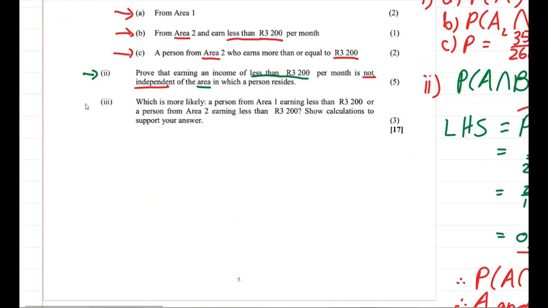Now last question for you. Which is more likely? A person from area 1 earning less than 3,200 or a person from area 2 earning less than 3,200?